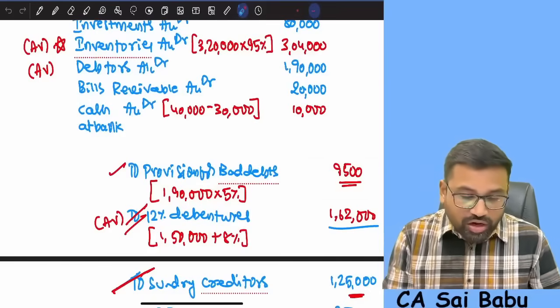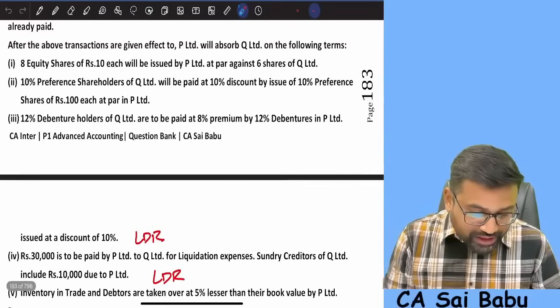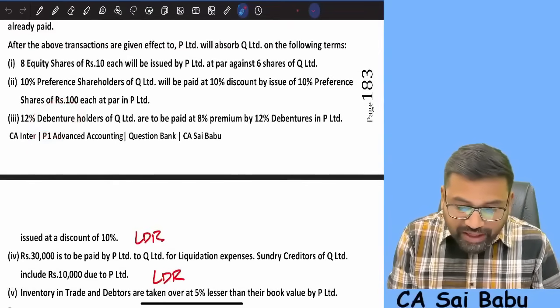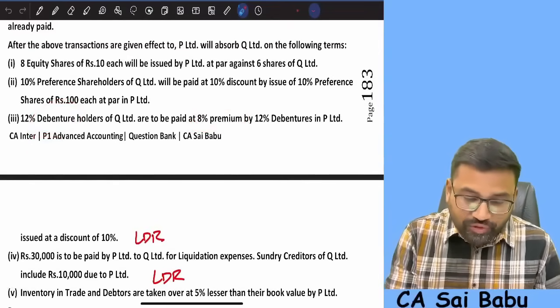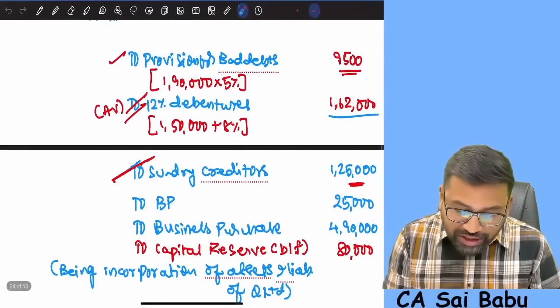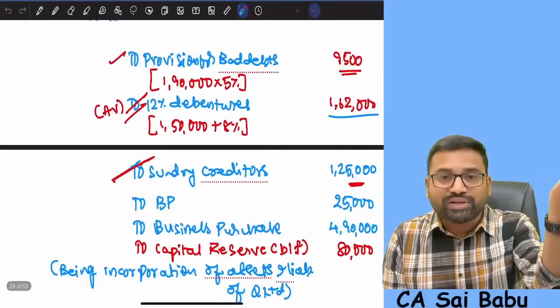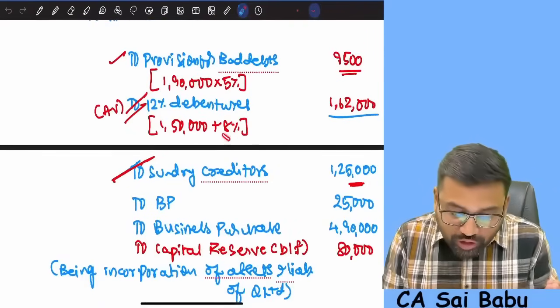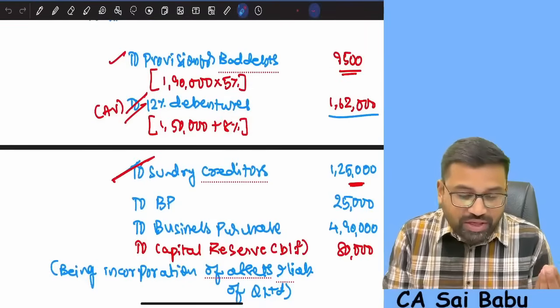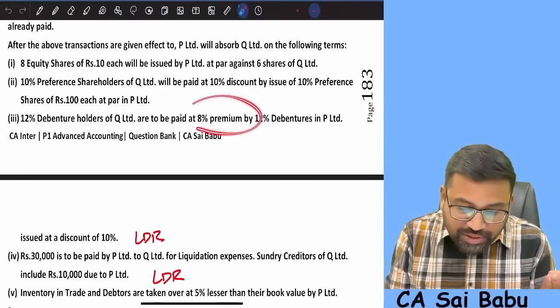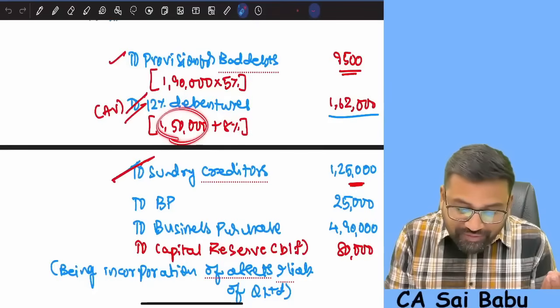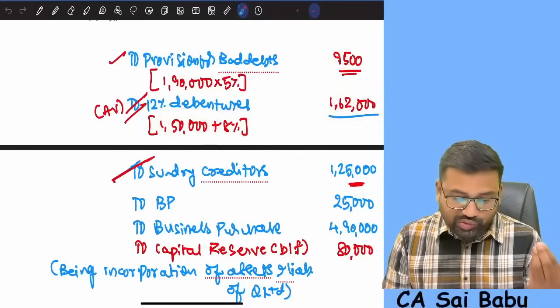And also in this question there is one more important thing: debentures of Q Limited are paid at 8% premium. So therefore, even debentures we will incorporate in our books as the transferee, whatever debentures are there in the transfer company, at 8% premium, because we have taken debentures at 8% premium. So therefore 1,50,000 plus 8%, 1,62,000.